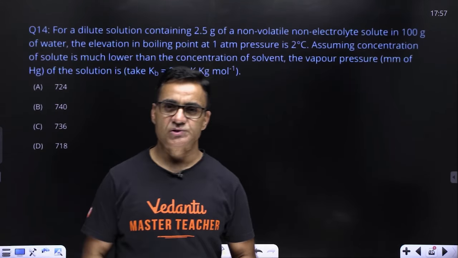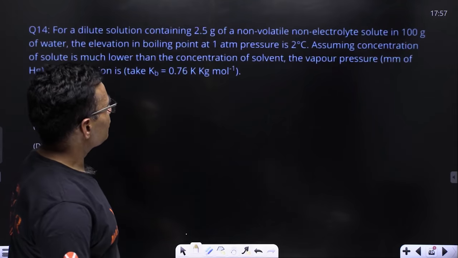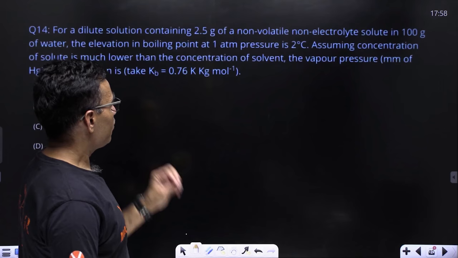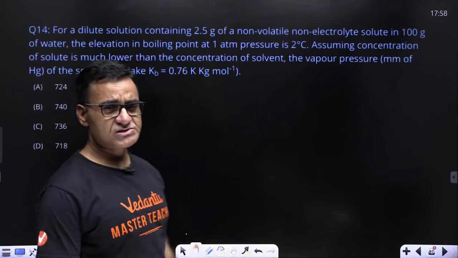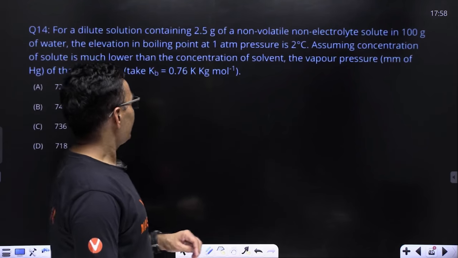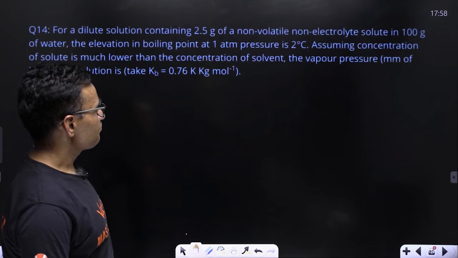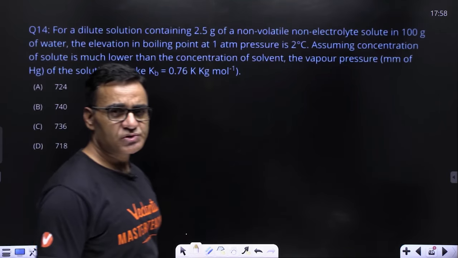This question is based on the concept of colligative properties for a dilute solution. It is given in the question that 2.5 grams of non-volatile solute, non-electrolyte, is dissolved in 100 grams of water, 1 atmospheric pressure at boiling point elevation is given at 2 degrees centigrade and assume concentration of solute is much lower, that means a very dilute solution, the vapor pressure of solution is going to be what?